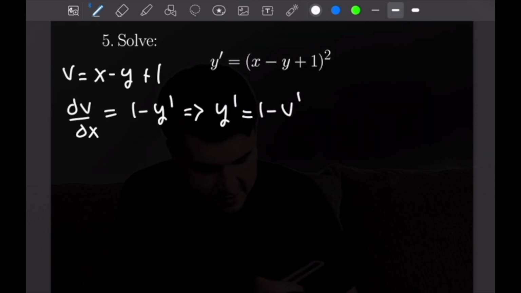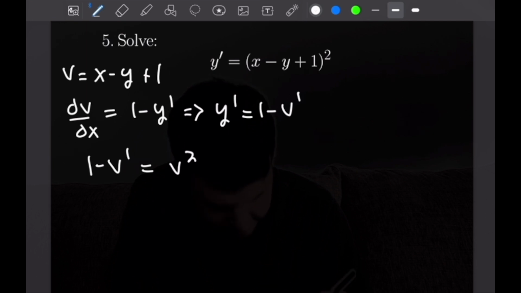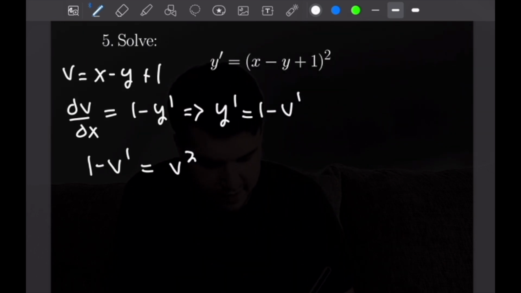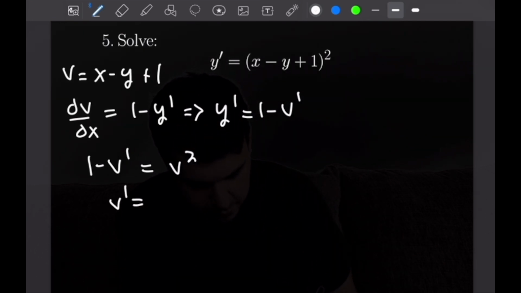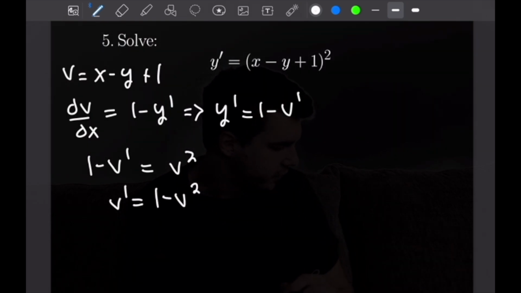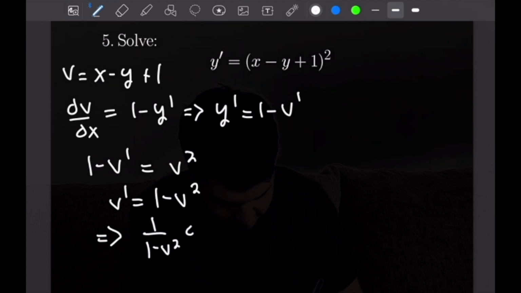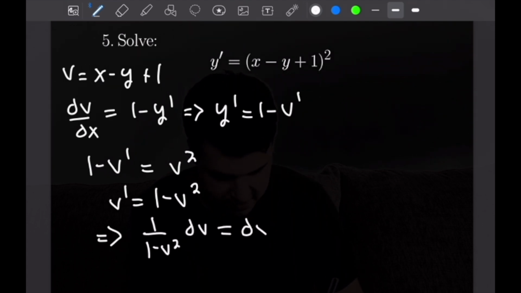So let's go ahead and make that substitution. On the left-hand side, we will have 1 minus v prime, and that is going to be equal to v squared. Next, we can solve for v prime. So that will give us v prime is equal to 1 minus v squared, which gives us a separable differential equation. We will have 1 over 1 minus v squared dv is equal to dx.